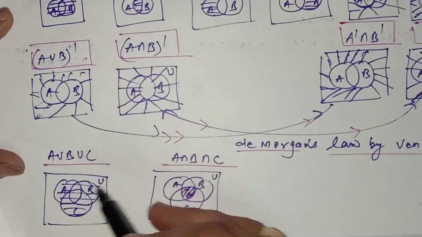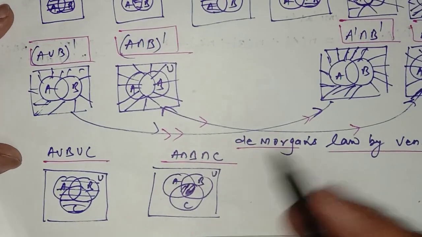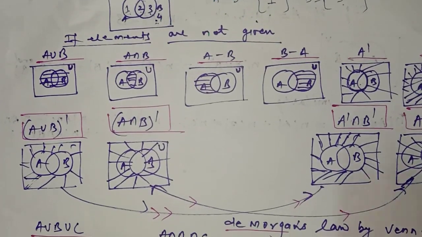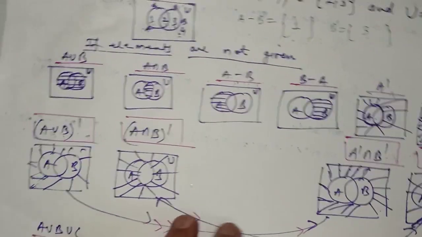Now we have done union for 3 sets and intersection for 3 sets. So these are some basics for sets that we have discussed in these lectures. Now we'll start with the exercises of the NCERT.